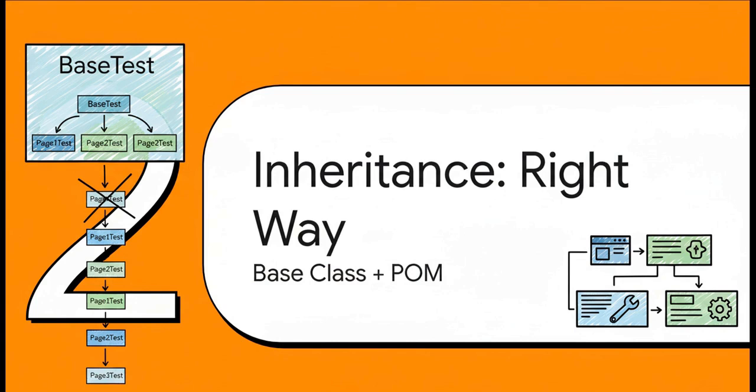The clean, effective, modern way to use inheritance is to combine a simple base class with that Page Object Model we just mentioned. This is the secret sauce. It gives you all the benefits of reusing code without painting yourself into a corner.